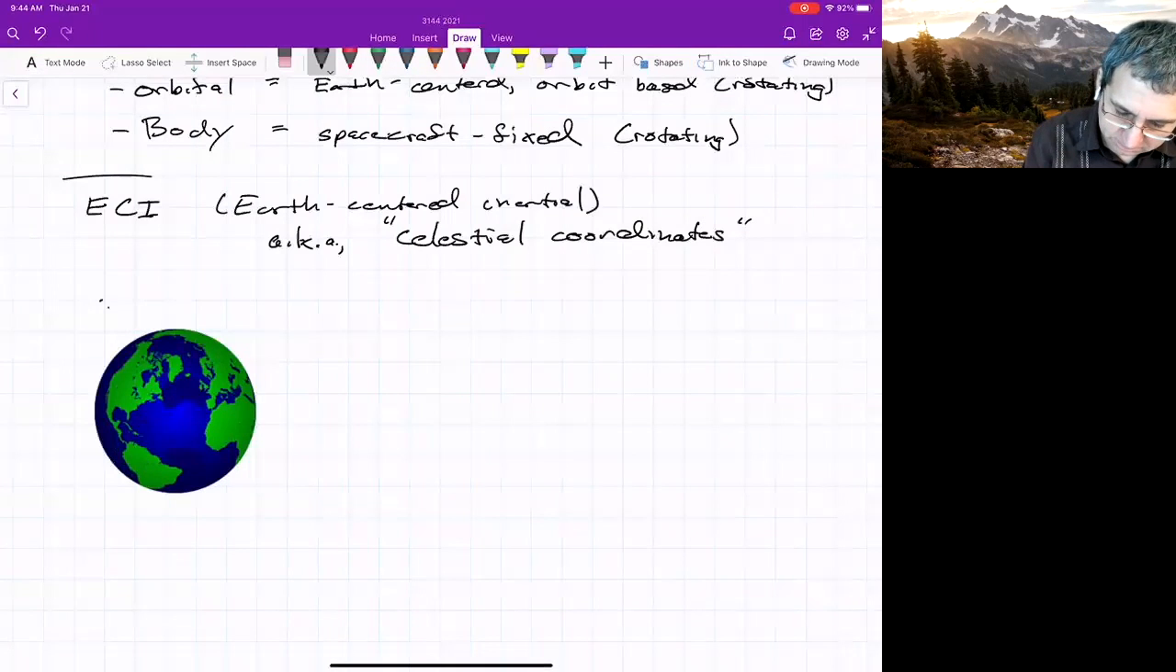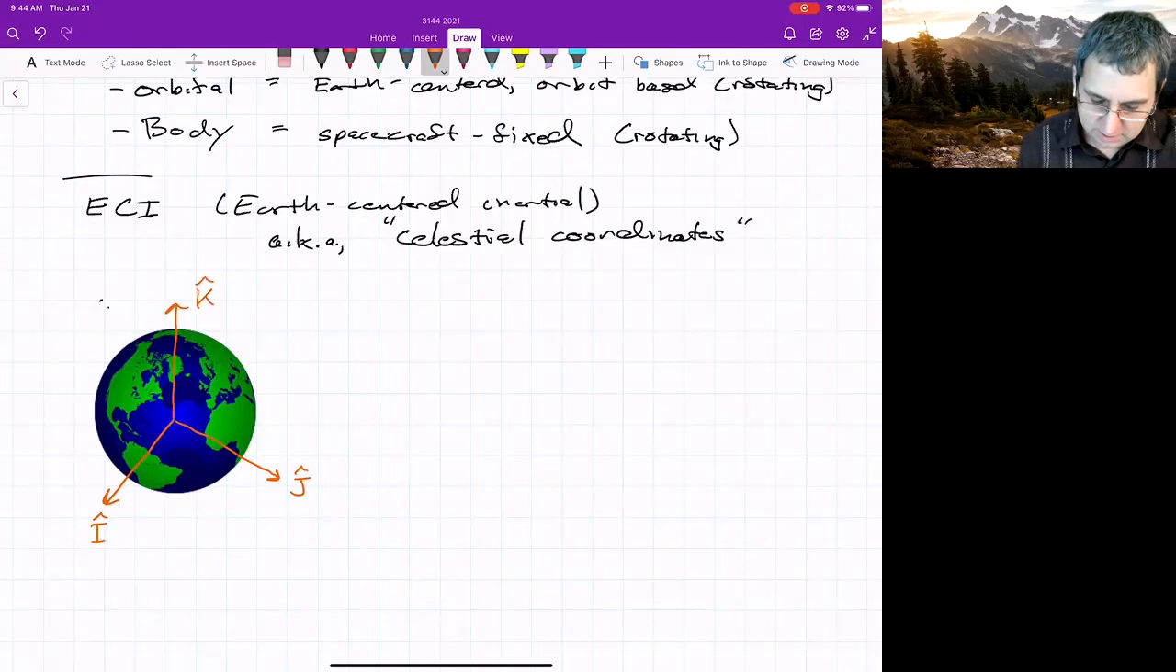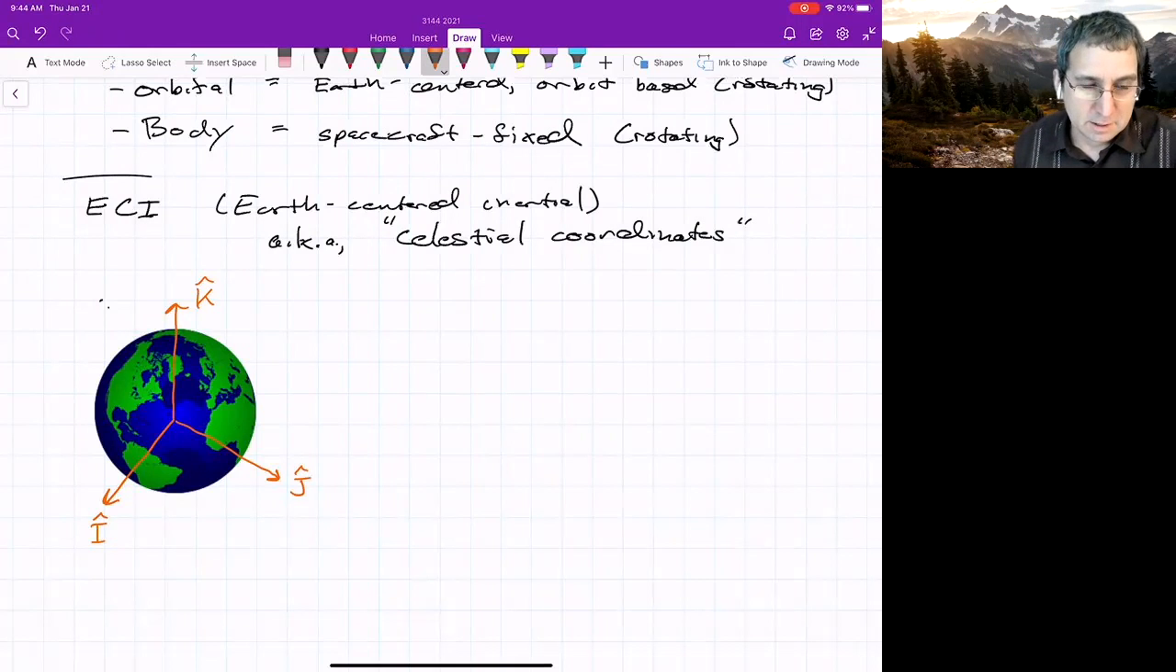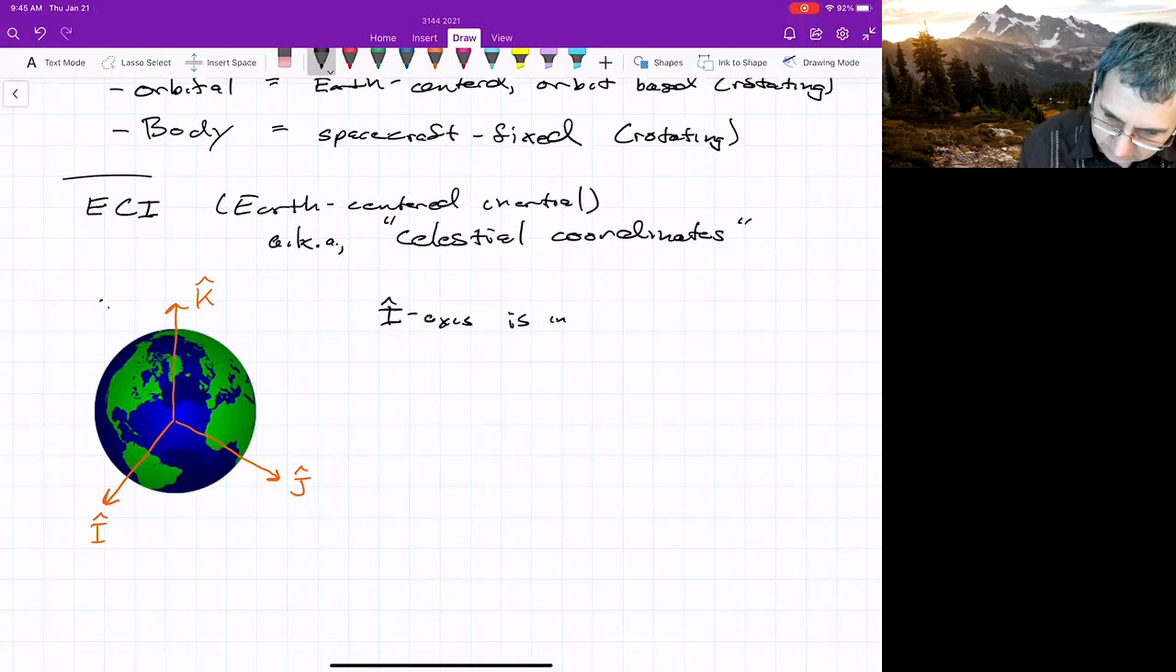All right, and so there's a frame. I'll use orange, I guess. And we've got often capital IJK used. So here's I, here's J, here's K. You could think of this as centered at the center of the Earth, but it gives inertial directions. The I-axis is in the direction of the vernal equinox.